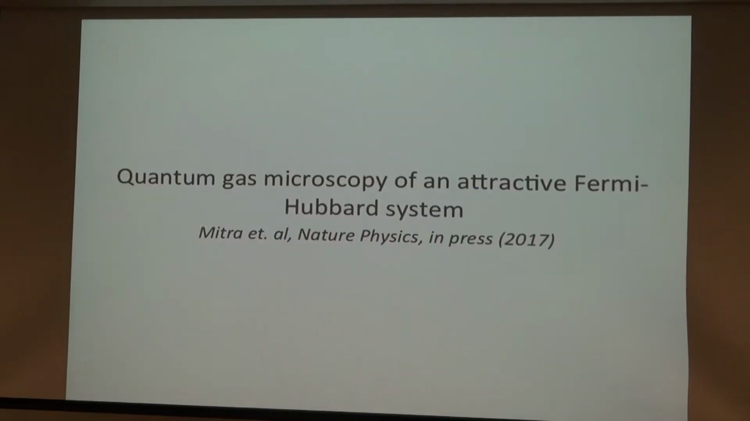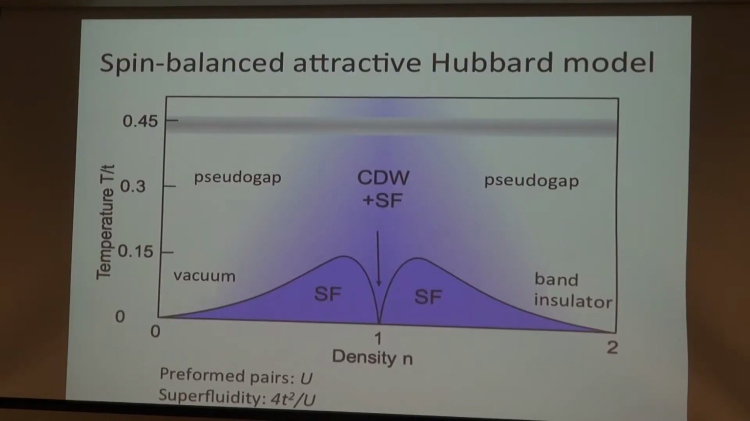Okay, so now I want to switch to a seemingly different story. We're going to switch from repulsive interactions to attractive interactions and look at an attractive Fermi-Hubbard system, and we'll forget about spin imbalance. So let's just study a spin balanced system. Let's first think about what we might expect to see there.